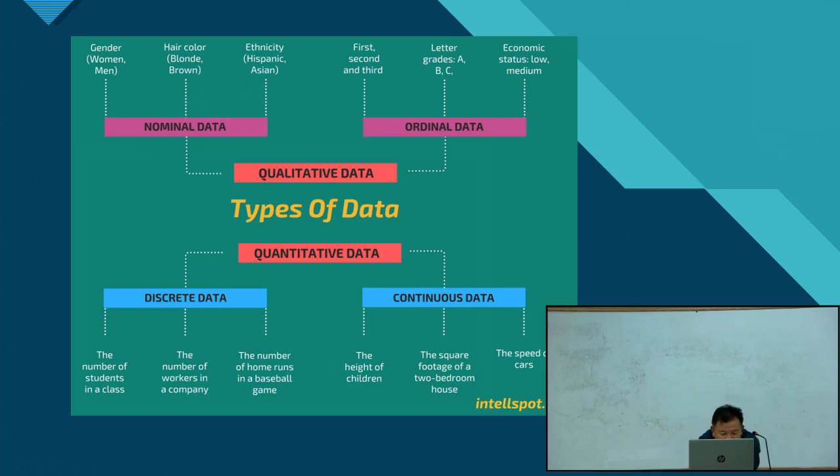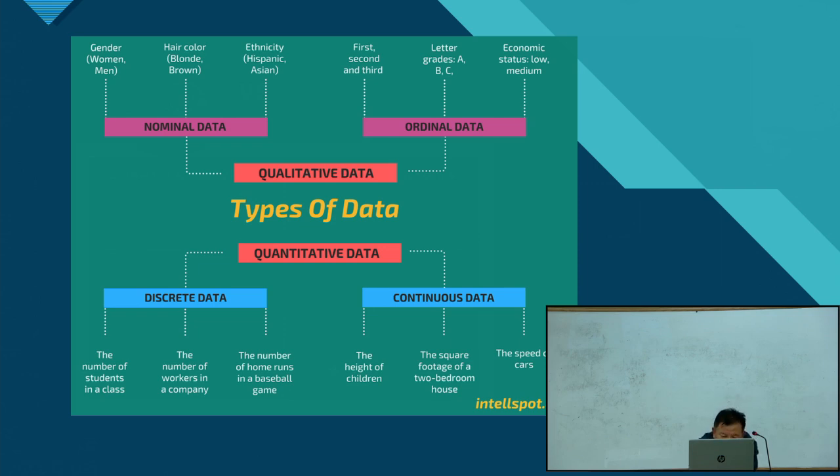Also the other side is quantitative data below. There are two kinds of that: discrete data and continuous data. Discrete data is the number of students in a class. How many students in our class? Also the number of workers in a company. How many workers are there? How many officers in a company? The number of home runs in the baseball game. These things are quantitative data, also discrete data.